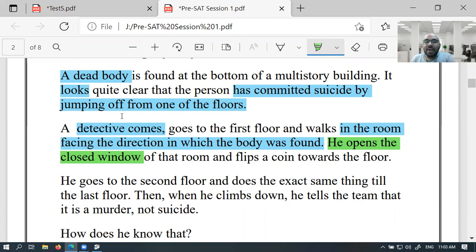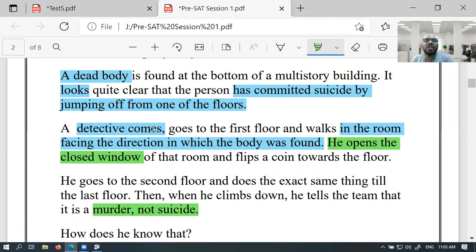Yeah, I know that has something to do with the window, Khalid. So it can't be suicide. He didn't jump from the window, of course. It seems like it was a murder, not suicide. So he didn't jump from the window to kill himself. It was not a suicide because the window was closed when the detective entered the room.